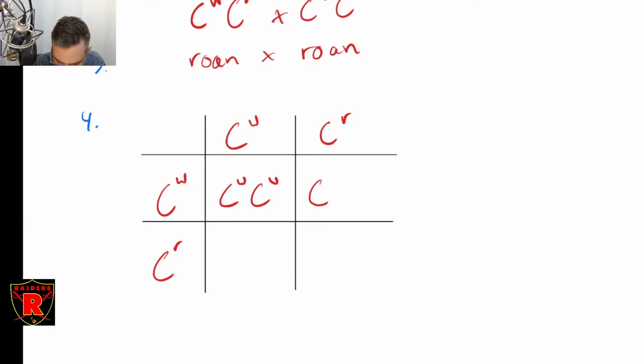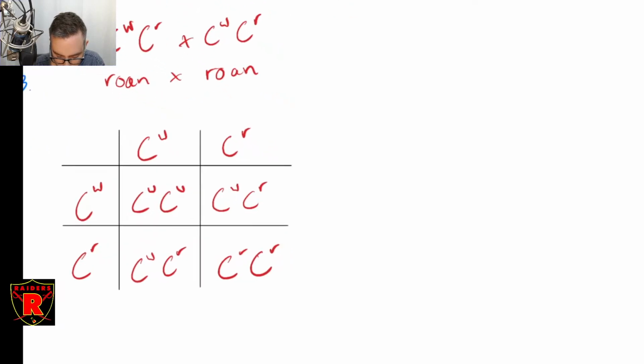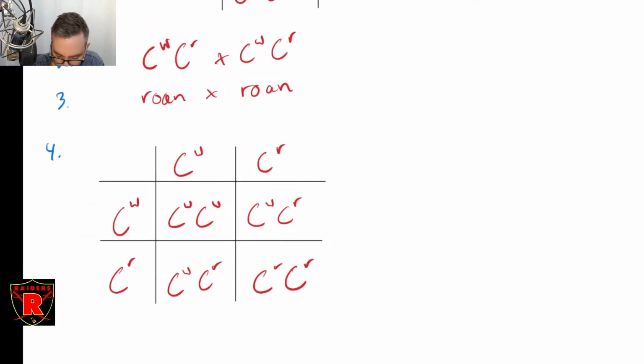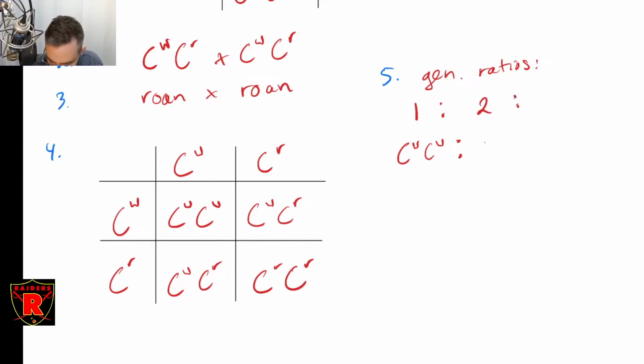So this is CWCW, CWCR, CWCR, and CRCR. Okay, so when we look at our genotypic ratios here, we've got 1 CWCW to 2 CWCR to 1 CRCR.